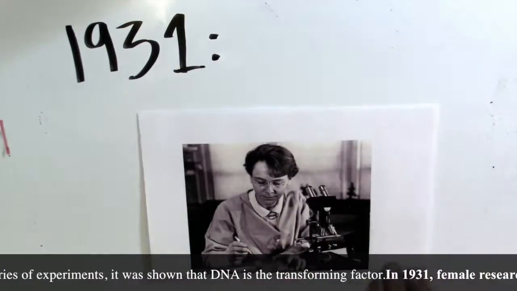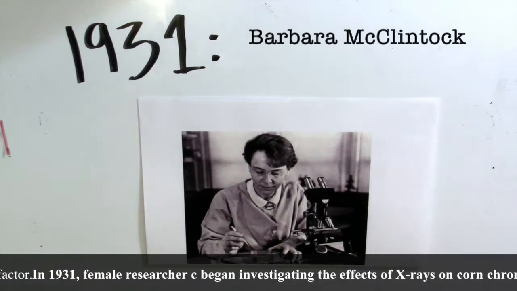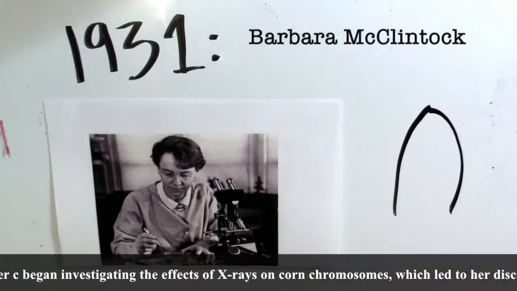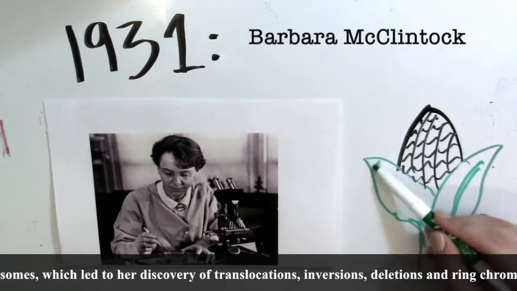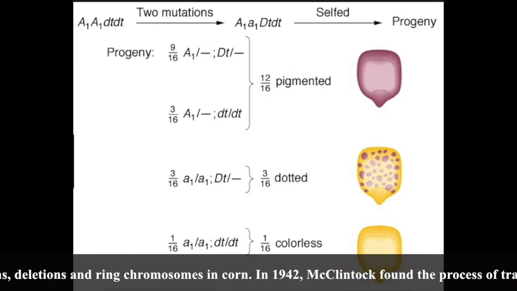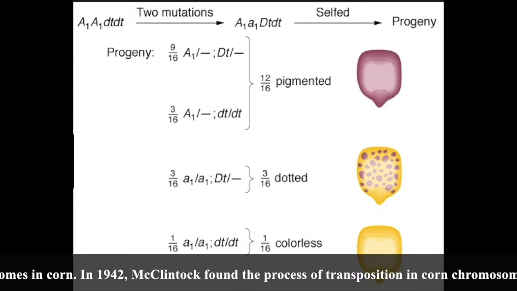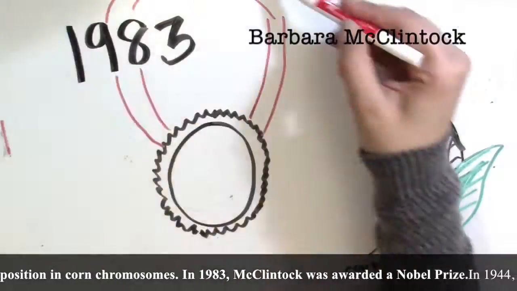In 1931, female researcher Barbara McClintock began investigating the effects of X-rays on corn chromosomes, which led to her discovery of translocations, inversions, deletions, and ring chromosomes in corn. In 1942, McClintock found the process of transposition in corn chromosomes, and in 1983 she was awarded a Nobel Prize.